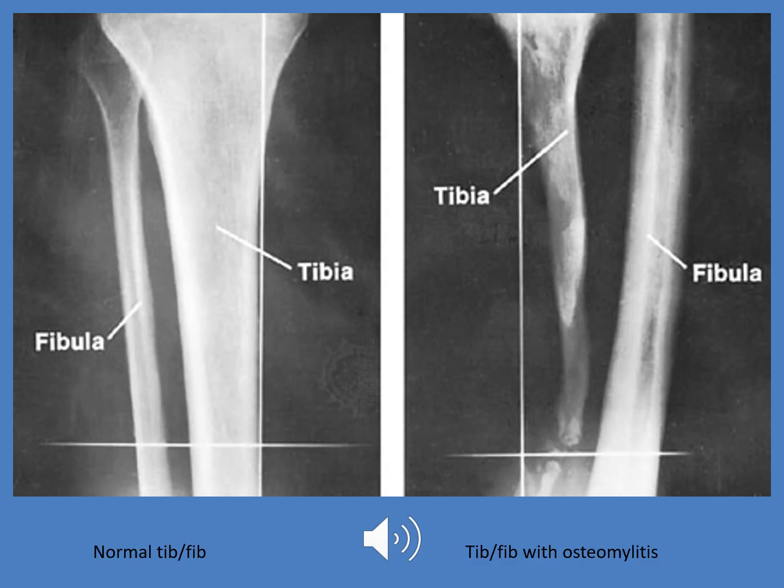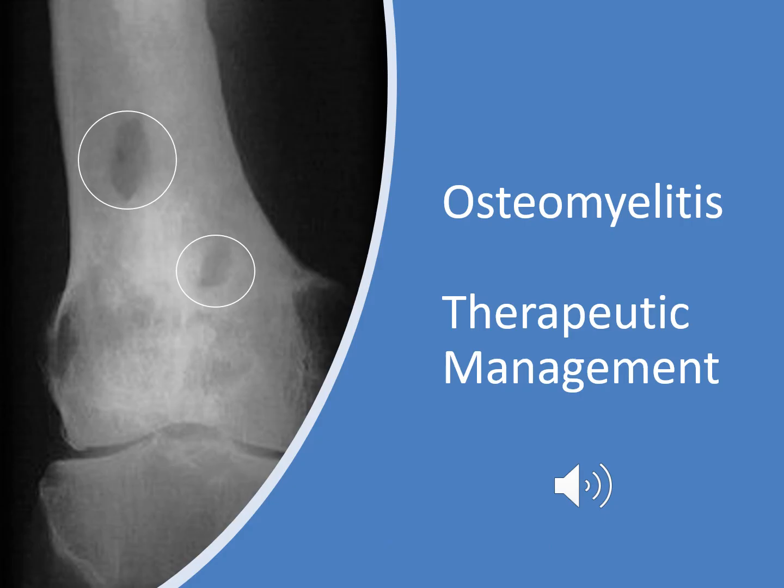So this slide is just a comparison of what a normal tib-fib should look like versus if you did x-rays and there was osteomyelitis present with a tib-fib. And again, these are more severe cases. You don't typically see it quite this severe, but you can see those changes on the x-ray because of that dead bone tissue. So on this slide with the picture, probably a little more realistic of what we could see when we catch osteomyelitis, you can see those areas that are circled. Those are the areas where there is an infection present, so that shows up as dead bone tissue on the x-ray.